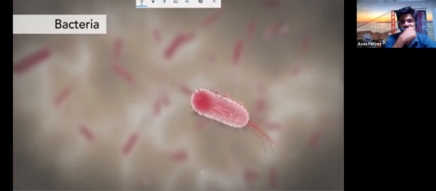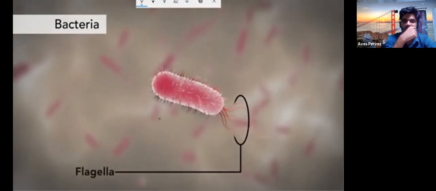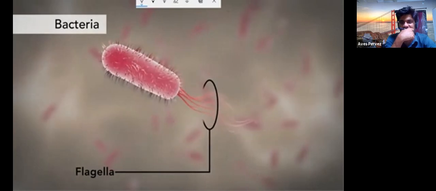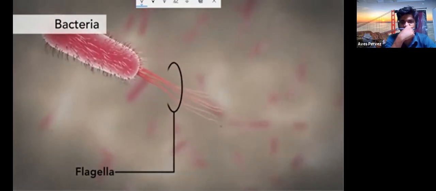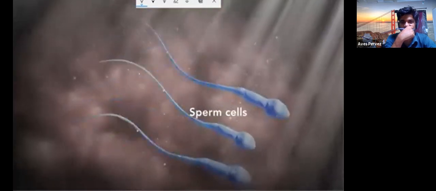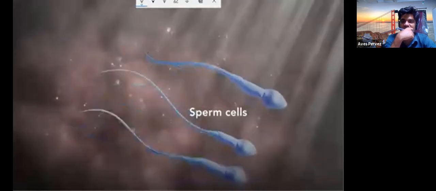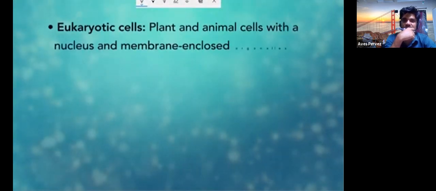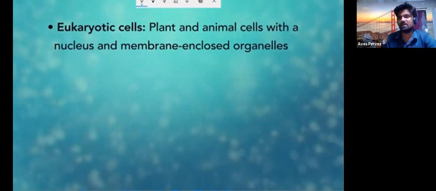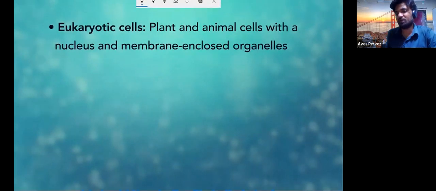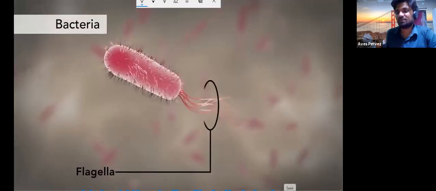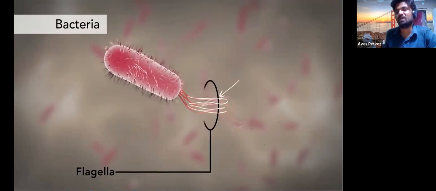Another unique feature in some cells is flagella. Some bacteria have flagella. A flagellum is like a little tail that can help a cell move or propel itself. The only human cell that has a flagellum is a sperm cell. In summary, flagella are tail-like or thread-like structures that come out of the cell. Generally, bacteria have this, and this helps in the movement of the cell, and in animal cells only the sperm cell has it.